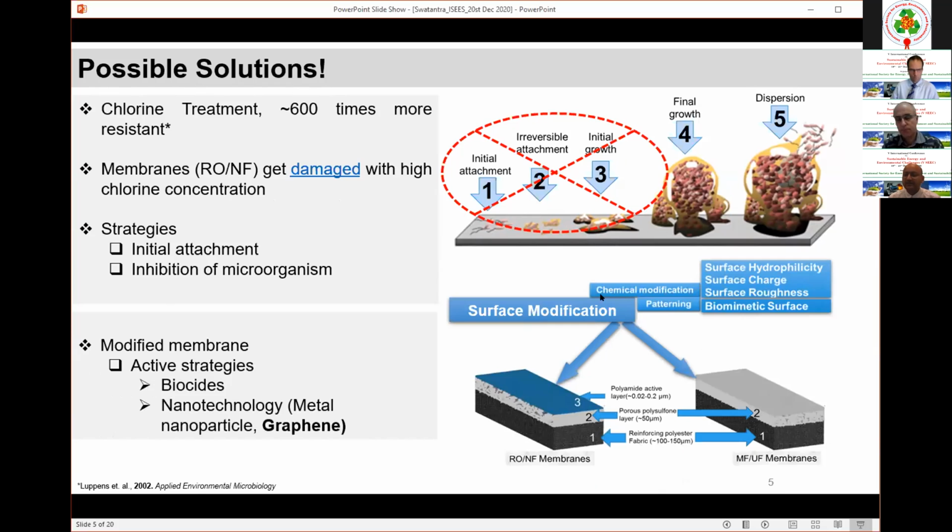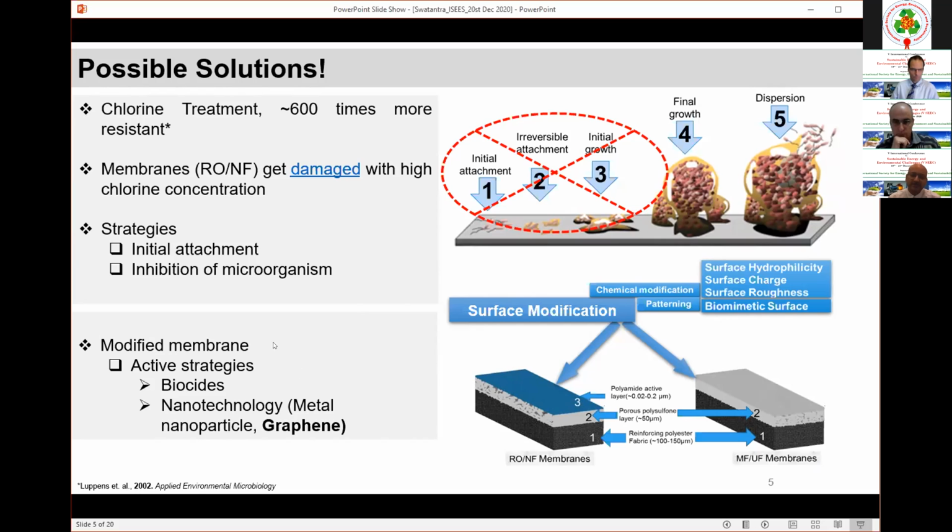So for that, different kinds of strategies are being followed by scientists. For example, they are doing surface modification. It can be a chemical modification where they are trying to change surface hydrophilicity, surface charge, surface roughness, and also making patterns to make biomimetic surfaces.